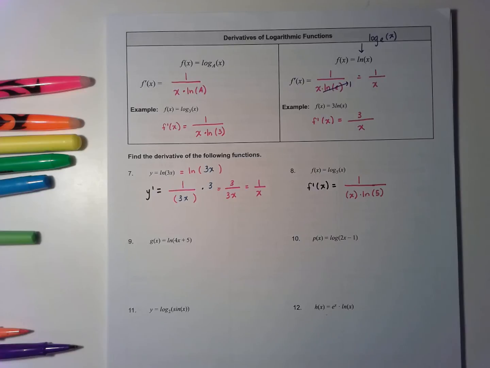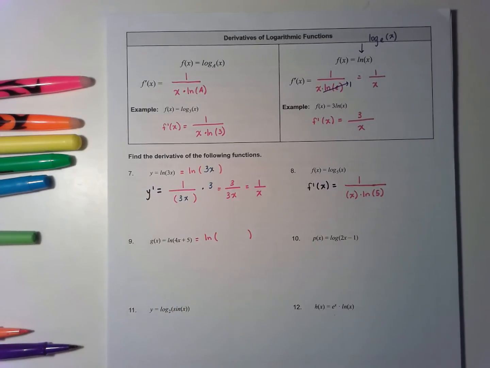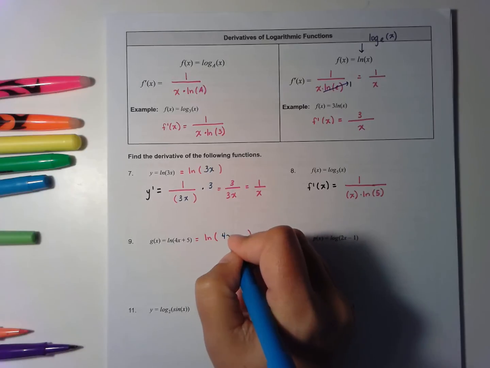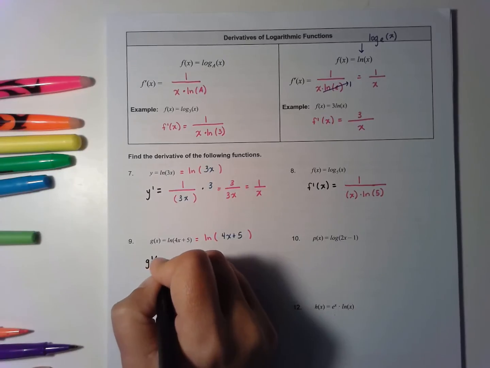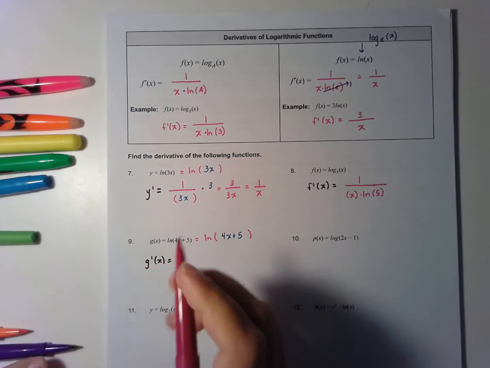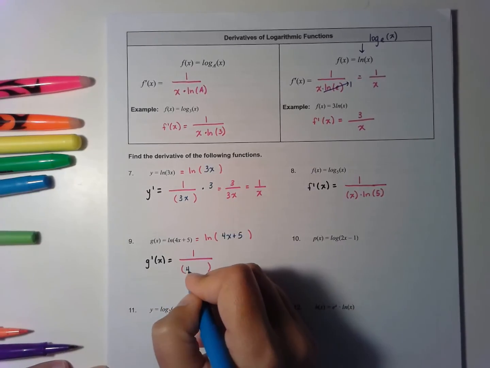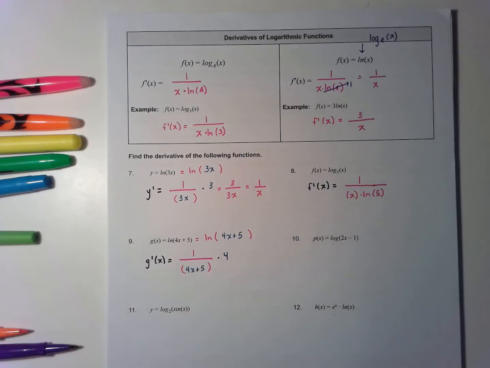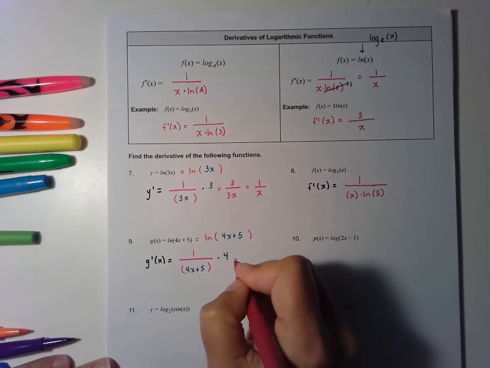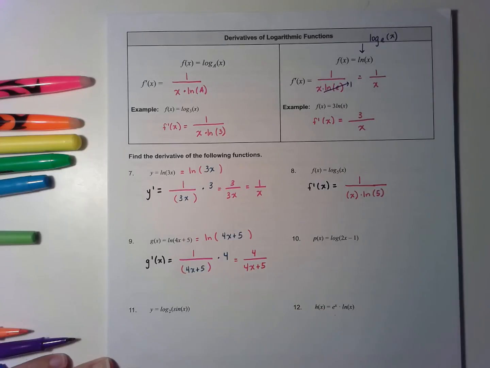For problem number 9, we're going to be taking the derivative of a natural log function, but again, this is going to be a chain rule question. So the outside function here is the natural log function, and the inside function is 4x plus 5, which means the derivative is going to be the derivative of natural log, which is just 1 over whatever the stuff is. In this case, that's not going to change. It's just going to be 4x plus 5 times the derivative of the stuff, which is 4. And we can rewrite that with just the 4 in the numerator. So it'd be 4 over 4x plus 5.